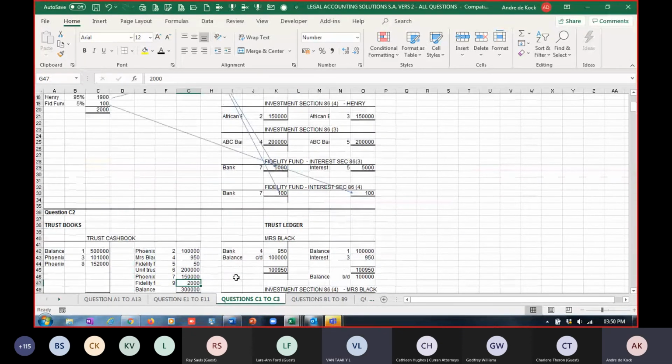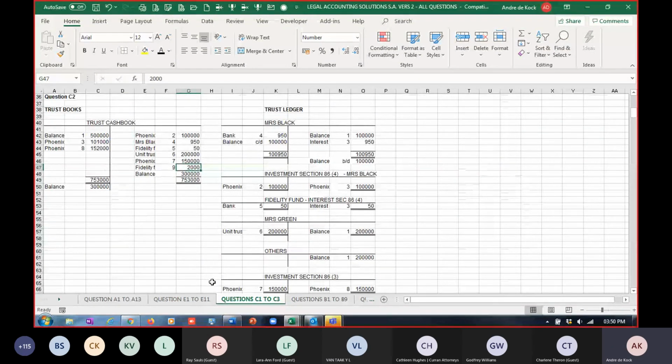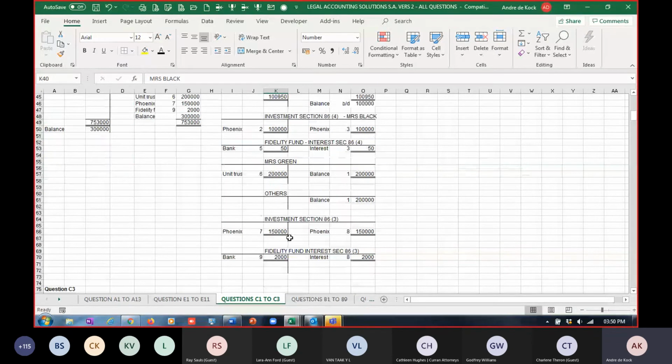You know, over there in question 1, it says you pay them, so I paid them all at the same time. In question 2, there could have been a difference in time between when I paid Mrs. Black the interest and when I paid this 86.3. There could be different weeks. There could be weeks between the two. Is that okay?